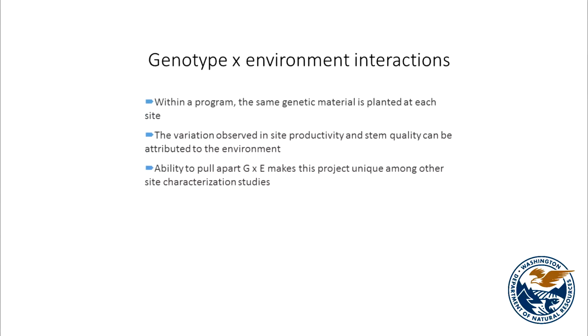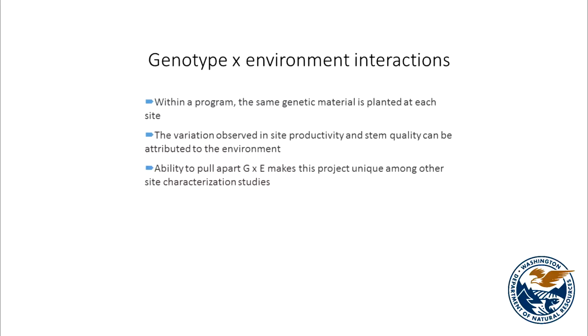So we're also interested in kind of unraveling these genotype by environment interactions. And as I mentioned before, when you're working with progeny tests, you have the same genetic material planted on all of these tests. And so the variation that you're observing among the site productivity and the stem quality can be attributed to the environment. And the ability to pull apart this G by E is what makes our project unique among other site characterization studies.